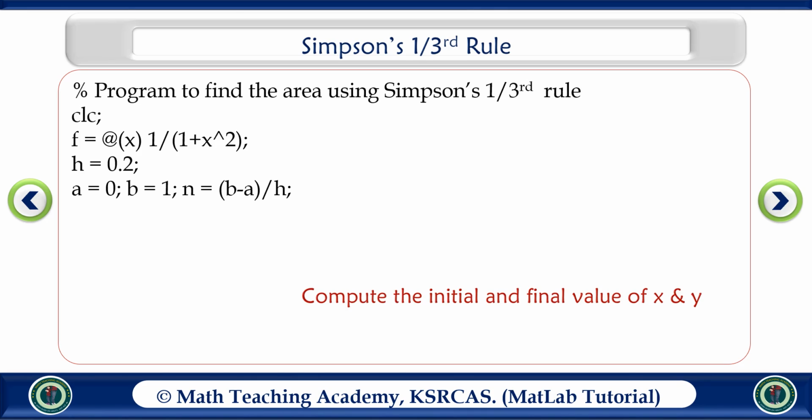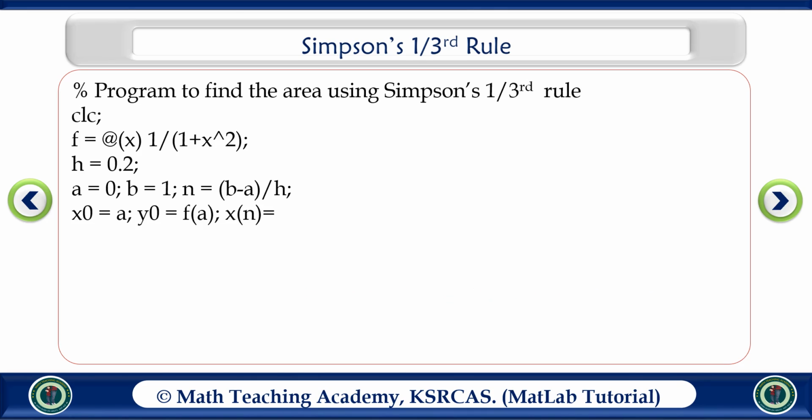Compute the initial and final values of x and y. This is achieved by the command x0 equal to a, y0 equal to f of a, x of n equal to b, and y of n equal to f of b. Compute the next values of x and y. That is x of 1 equal to a plus h and y of 1 equal to f of a plus h.